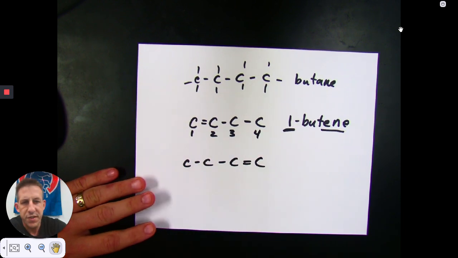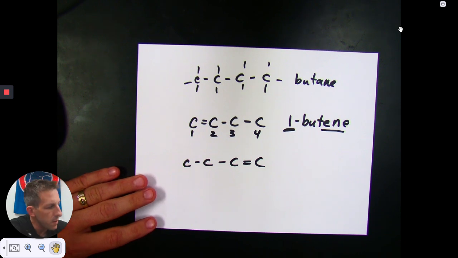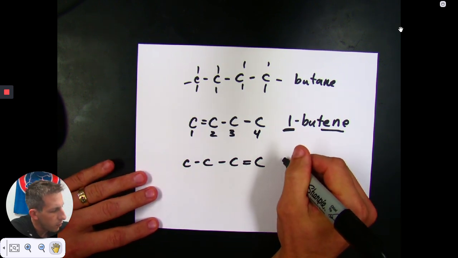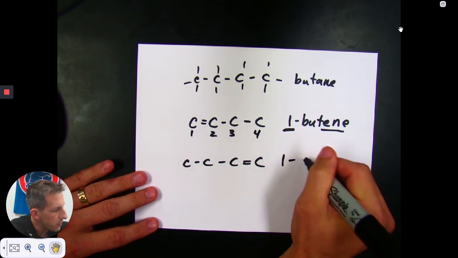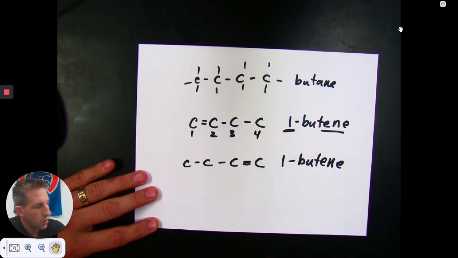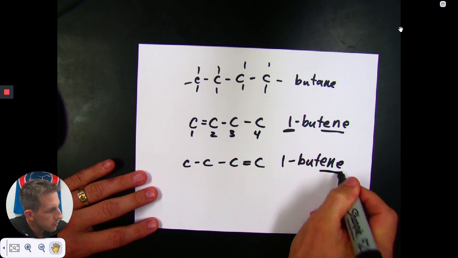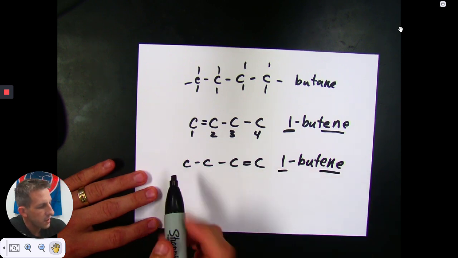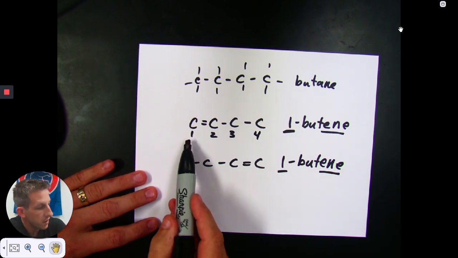What's this one called? If you fell for the trick, I hope you did. This one is actually also called 1-butene. You ask yourself, well, Sutherland, you said this one was called 1-butene because it comes off this number 1 carbon.